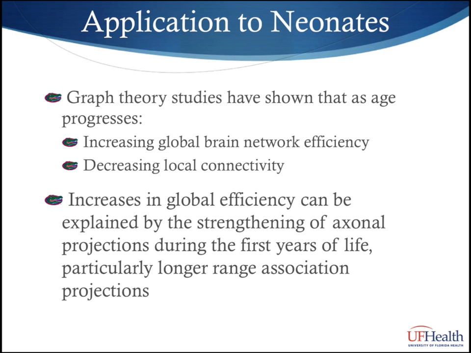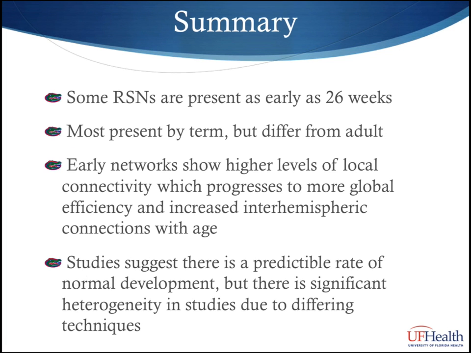So far, we've seen ICA and seed-based studies. Few graph theory studies have been done and show that as age progresses, we see an increase in global brain network efficiency and a decrease in local connectivity, i.e. short local connections progress to more long-range connections within the brain. These increases in global brain efficiency coincide with strengthening of longer-range association fibers during the first few years of life.